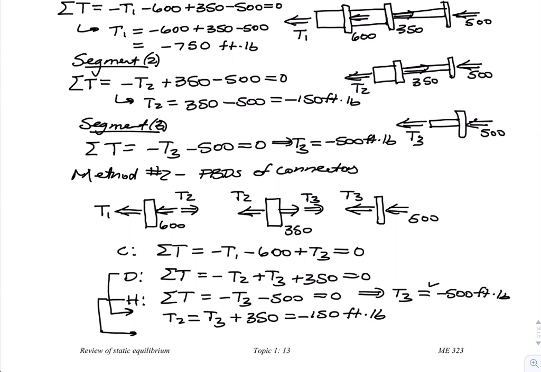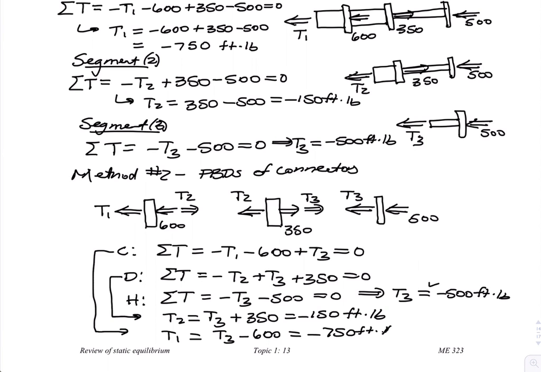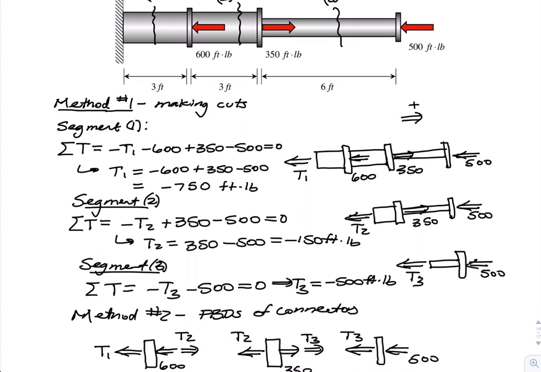It looks like I have registered the wrong lines here. Let me fix that up. This T2 came from this equation. From the connector C, we get that T1 is equal to T3 minus 600, so that's minus 750 foot-pounds. And sure enough, this torque is the same as above. So whether you decide to make cuts, like I did here first, or look at individual free body diagrams of connectors, you're going to get the same result.